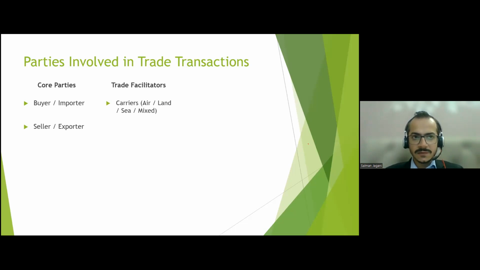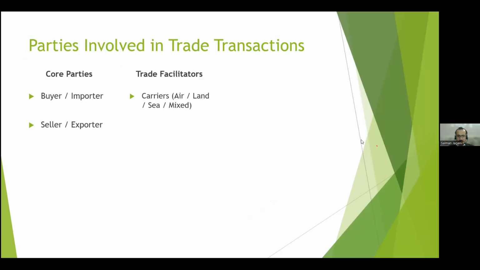There are carriers involved, which include air, land, sea, or mixed. These might be single mode of transportation or multimodal transportation. Then there is insurance company in between who gives the assurance or guarantees for any of the losses during the trade transaction. It also enables business to reduce the risk by protecting them from bankruptcy and instability as well.